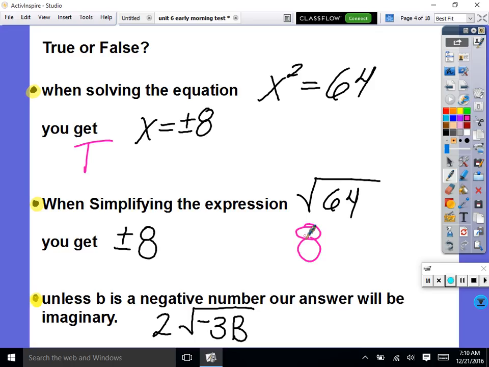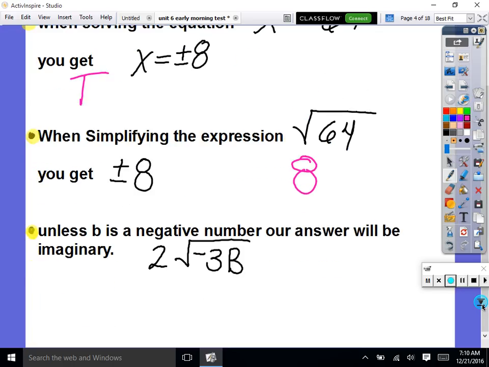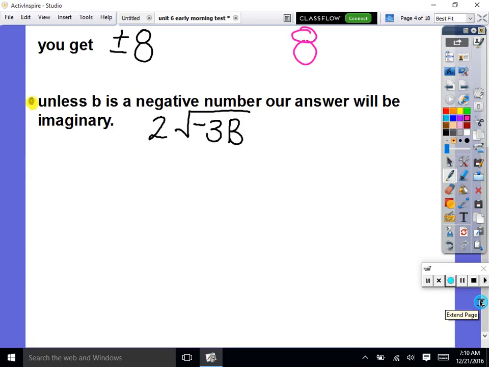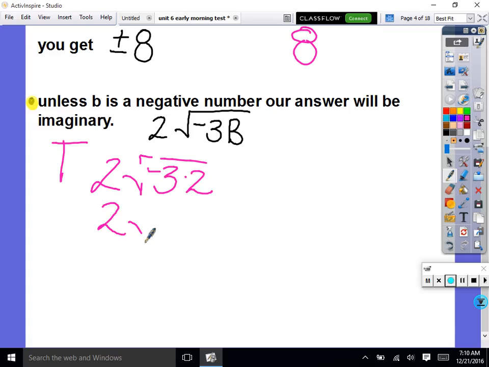I'm going to scroll up because there are some people in the back. Looking at this next statement, is this true or false? Unless B is a negative number, our answer will be imaginary. True, correct? You can test it out: 2 times the square root of negative 3 times positive 2, that's 2 times the square root of negative 6. Won't that be an i?